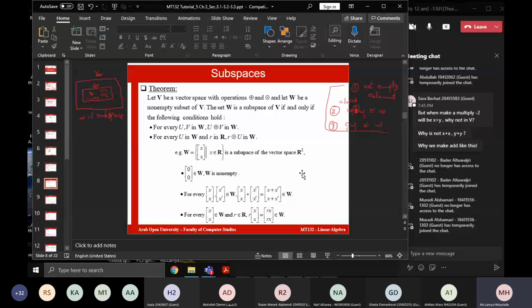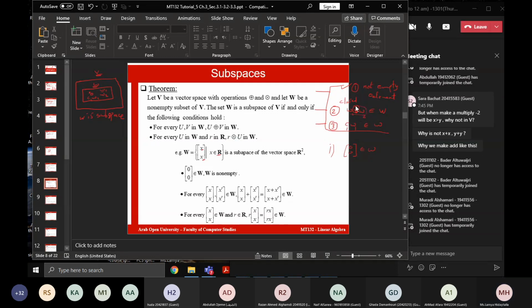Let's take our previous example, which we said that the set of vectors (x, x), where x is a real number, is a subspace of R2. Let's prove that. We have to prove these 3 conditions, correct? The first condition, is it empty? It's not empty. Why? Because (0, 0). Right, we said here and here should be real numbers. In particular, the 0 element is an element in W. So this belongs to W. So we proved the first, it is not empty.